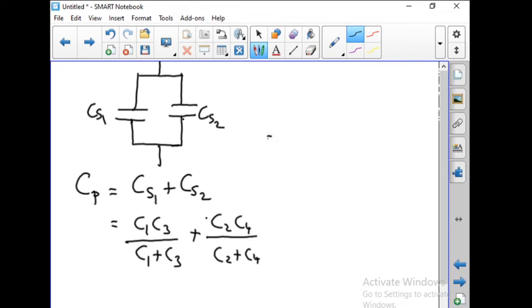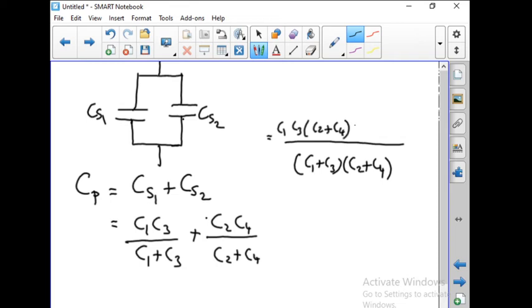Here I'll write C1 plus C3 into C2 plus C4. C1 C3 into C2 plus C4 plus C2 C3 into C1 plus C3.